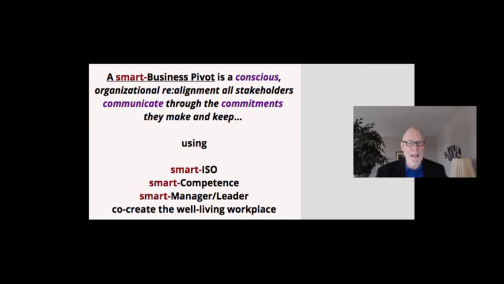And therefore, at the end of the day, or during the day, at the beginning of the day, it's important that the business pivot have underpinning it the co-creation, the ability for people to co-create the well-living workplace, a place of work where people live and work well together. They enjoy what they do and do what they enjoy. That is a smart move when you go to do a business pivot.